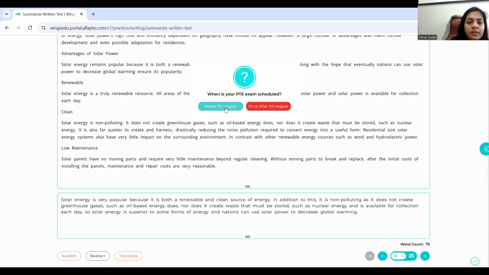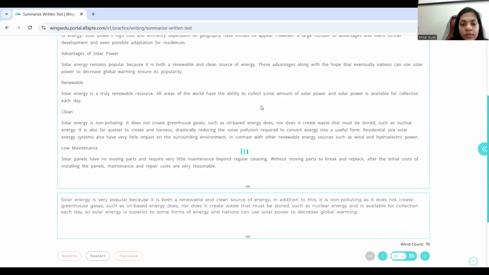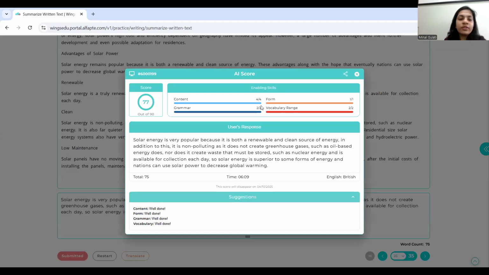And I think British or American spelling doesn't matter. On or after 7th of August. Here you go. After 7th of August, it is getting 90. Good. So this is how you have to work on your summarized written text.